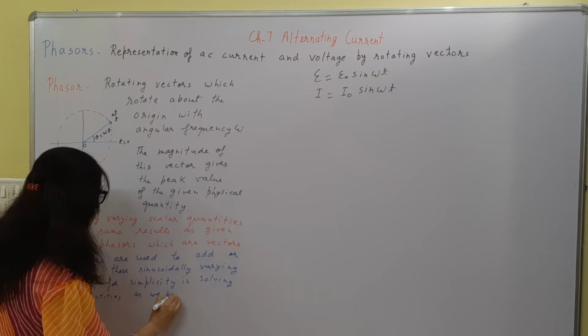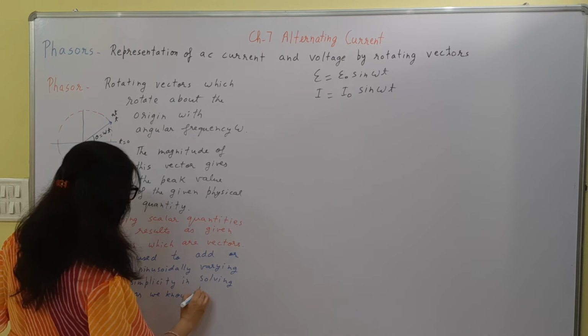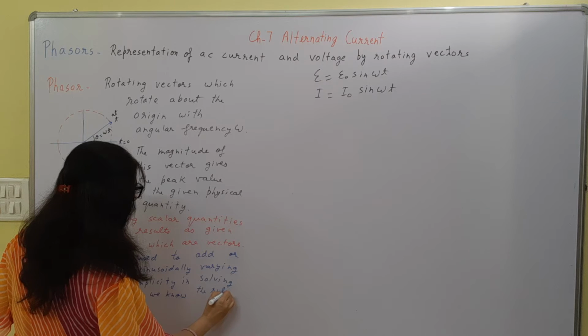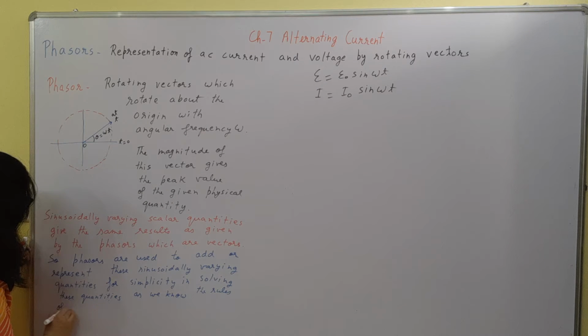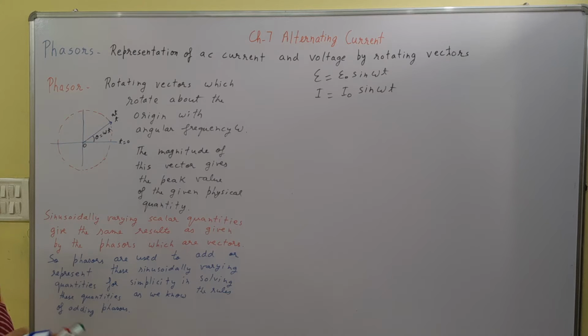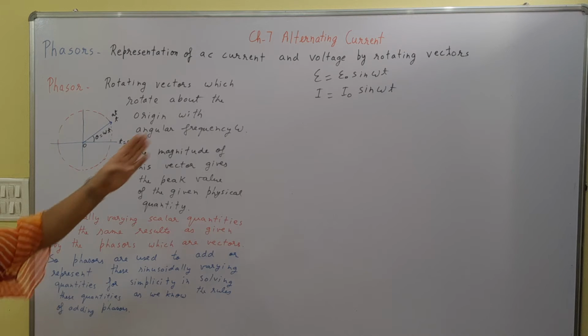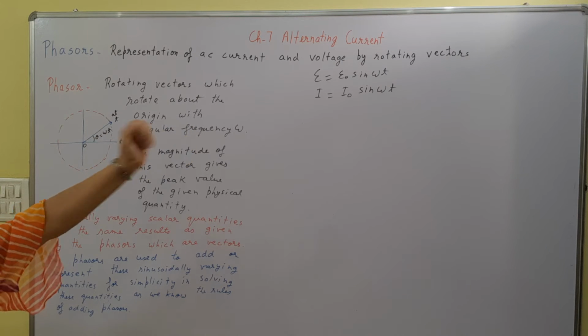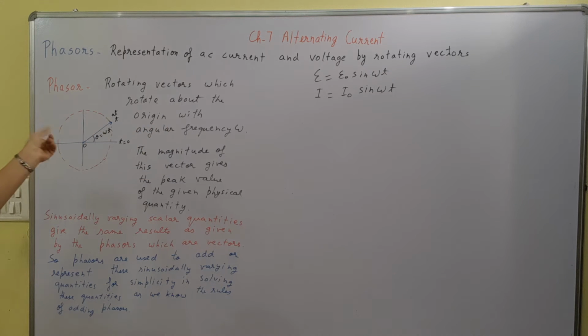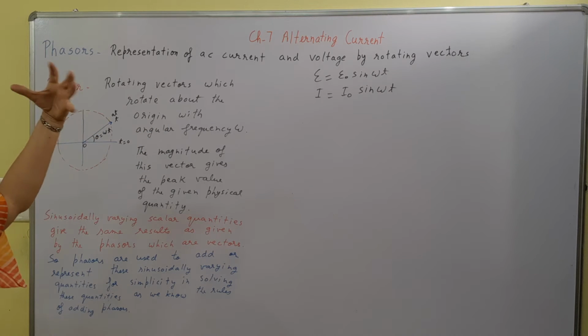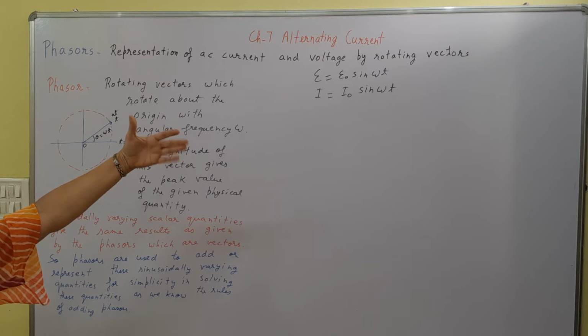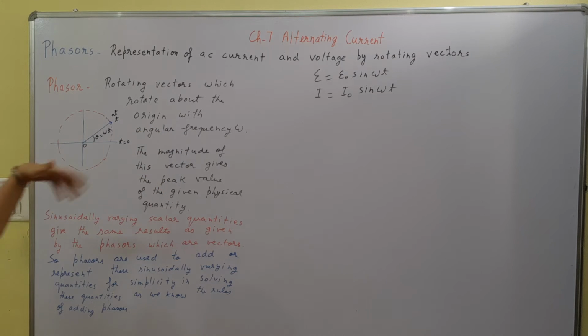As we know, the rules of adding phasors. So we know that these are sinusoidally varying scalar quantities. Now these are represented in the form of phasors because these additions give the same result as given by the phasors, which are actually rotating vectors.